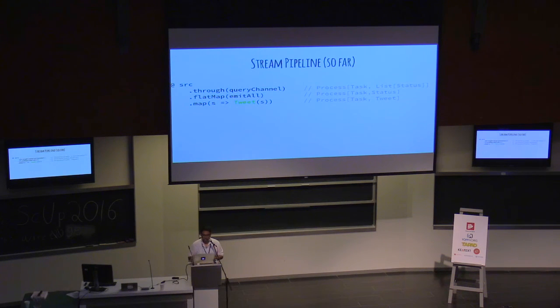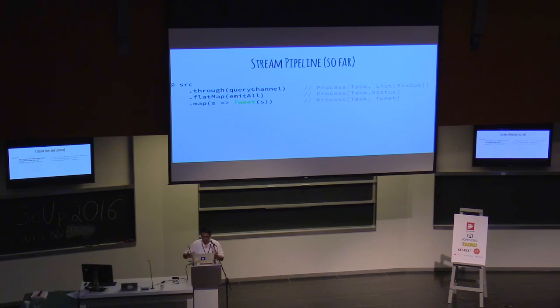So in the stream pipeline, we had the source defined. We connect it through the query channel. So basically we get a stream of list of status. We do flat map like we saw earlier, and then we get a process or a stream of status, and we map it to a stream of tweets.